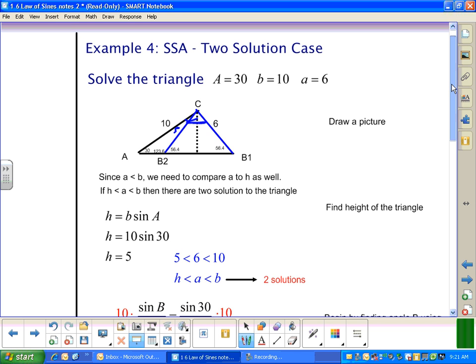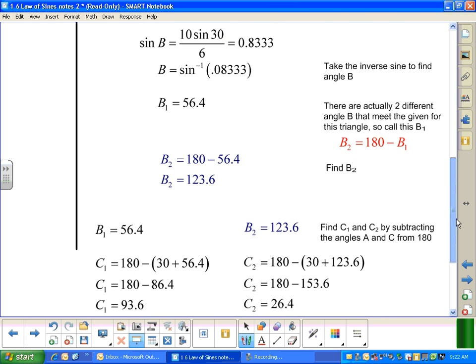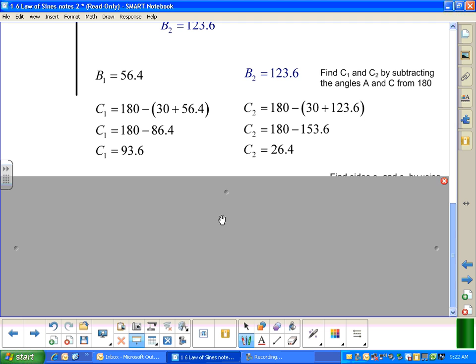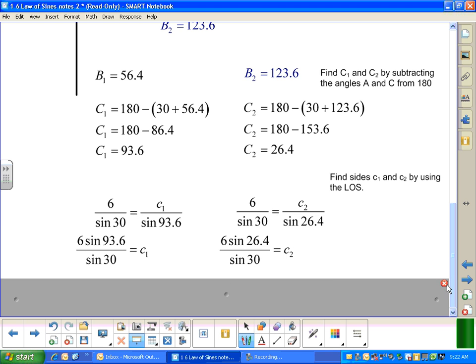Okay. Now that we have the two possibilities for angle C, we can find the two different possibilities for side C. It's either going to be this whole length right here, or it's going to be this little teeny tiny length right here. If my triangle was only this big, this would be side C right here. Okay, and we use the law of sines just like we did before to find both of those side C's.